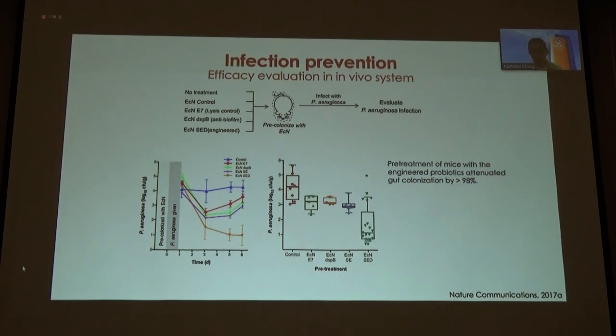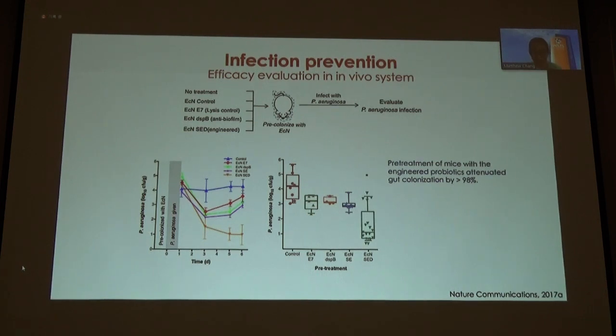So we introduced the engineered microbes first and then infected the mice with a human pathogen, and we confirmed in vivo that this treatment with the engineered microbes attenuated gut colonization of the target human pathogen by 98%. So this proof of concept study suggests that microbes can be reprogrammed and engineered to detect and also inhibit infection in animal models.